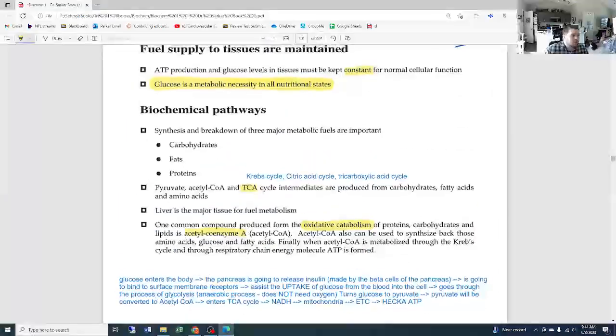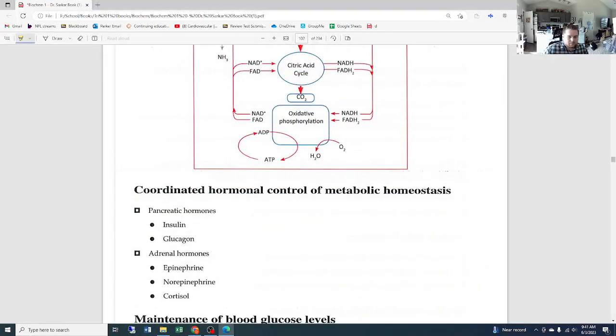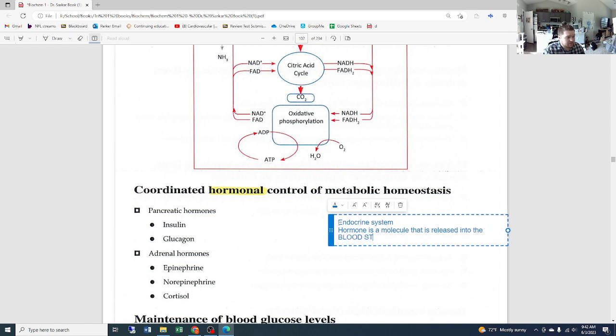Now we're going to get into those hormones. So this is a good overview. Let's get into the actual hormones now. Now remember, when we talk about a hormone, hormonal control, we are talking about the endocrine system. A hormone is a molecule that is released into the bloodstream to have an effect on cells far away from its original source. Okay? Those are our hormones.